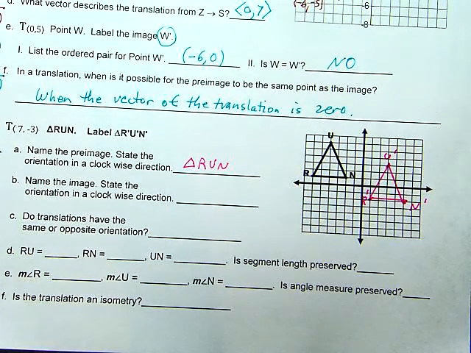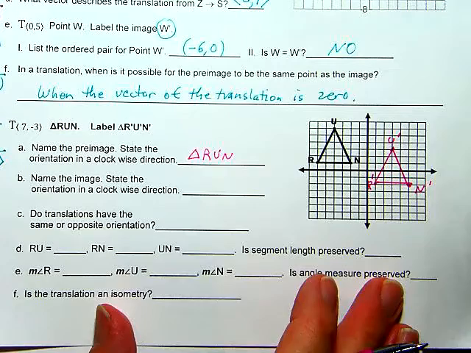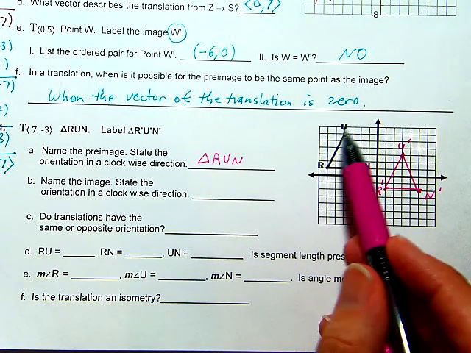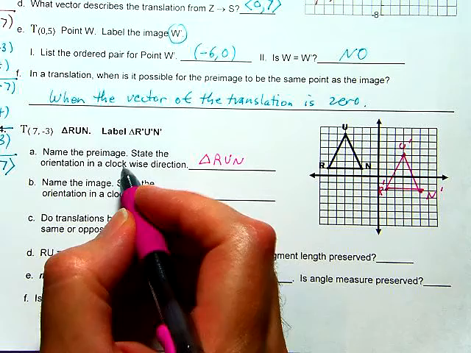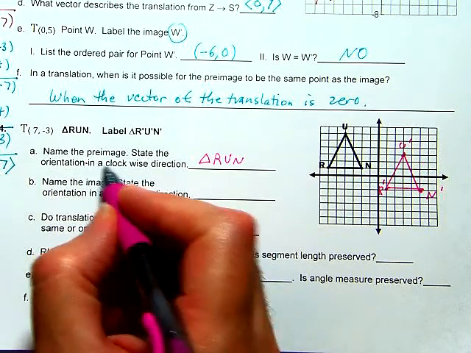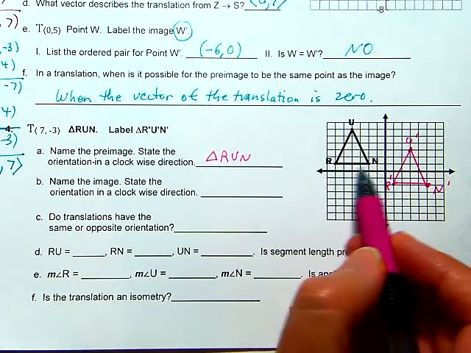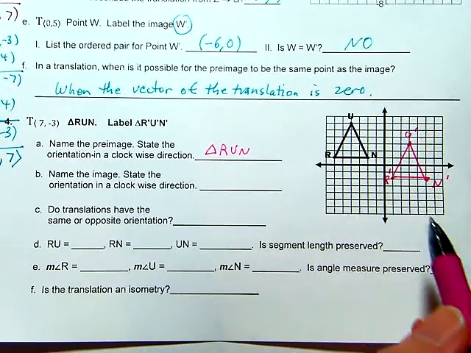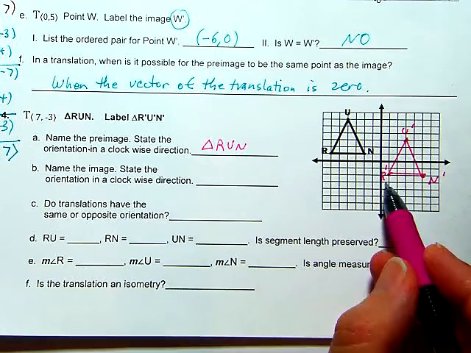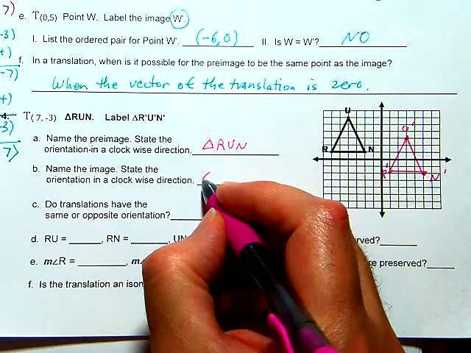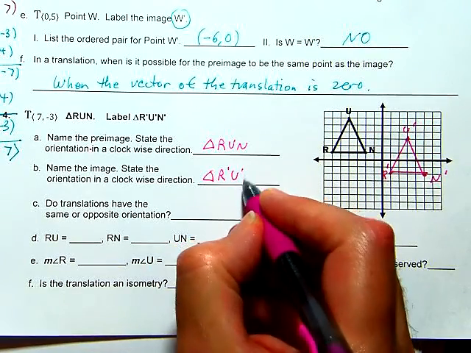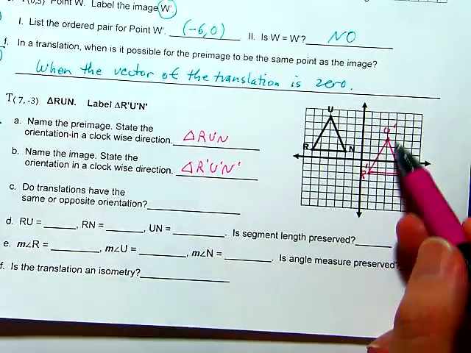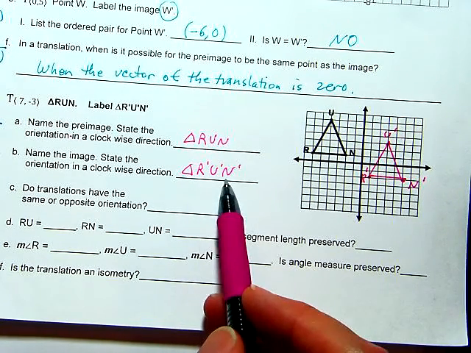State the orientation in a clockwise direction. So I think what they're saying is state the orientation really is what we wanted to know. And what they're telling us is that in a clockwise direction we've got RUN. Okay. So now name this image. Triangle R prime, U prime, N prime. State the orientation in a clockwise direction. It's still RUN, so that's why we put R prime, U prime, N prime.